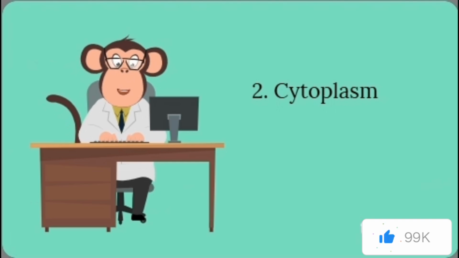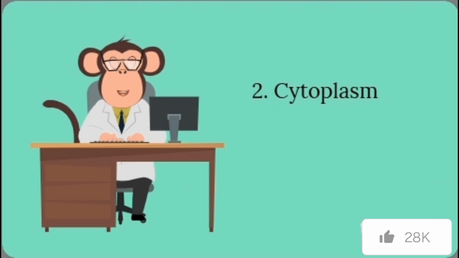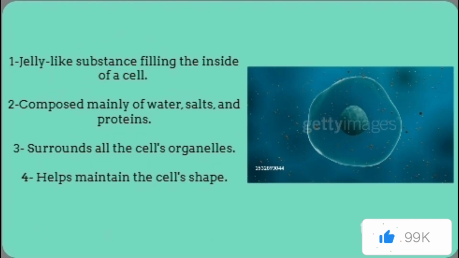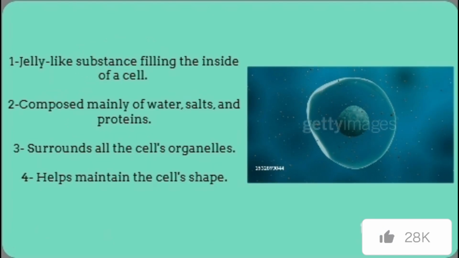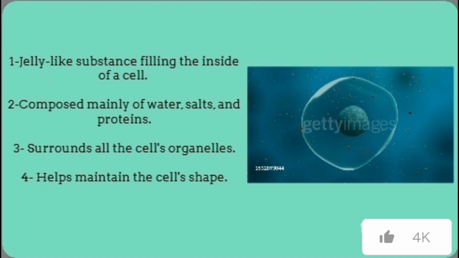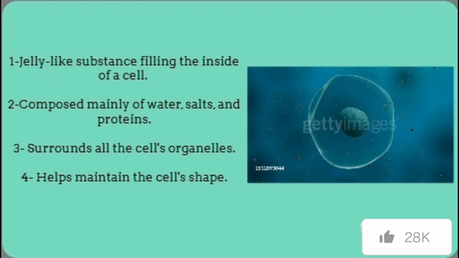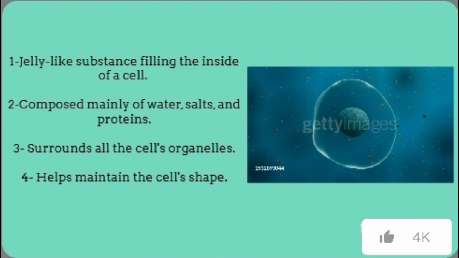Next, let's talk about the cytoplasm, the jelly-like substance that fills the cell and holds all the organelles in place. The cytoplasm is a jelly-like substance that fills the inside of a cell. It is primarily composed of water, salts, and proteins, creating a semi-fluid environment. The cytoplasm surrounds all the cell's organelles, providing a medium for them to remain suspended and interact.